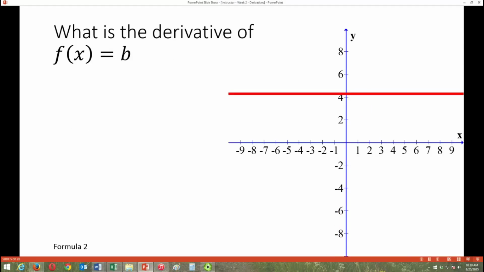What about a constant function, f of x equals b? In this case, f prime of x equals 0. This should make sense also, because any tangent line to this function is just the line itself, and the slope of this line is always 0. Remember, the derivative gives us the slope of the tangent line. Please note, the derivative of any constant function is always 0.